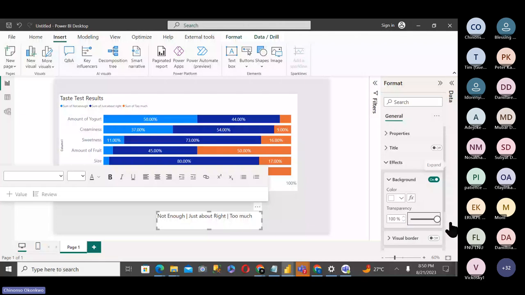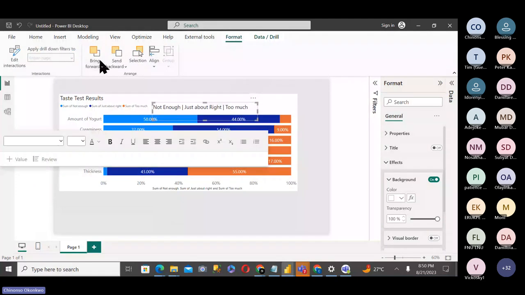So I'll bring it to front, or bring it forward. So I just say bring it to front, so it's going to stay right on the visual. I'm still going to reduce the size of this. It's a bit too big. So I'll turn off this legend now. I don't need it. I want people to be able to read this directly on it, so it's very, very easy for them.